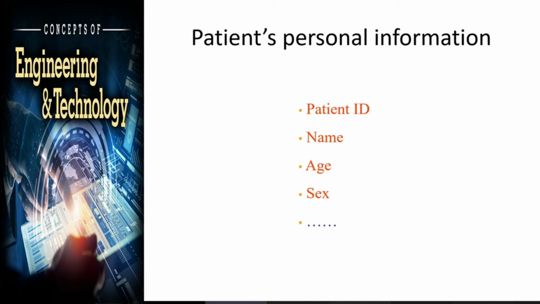When you look at the patient personal information, you'll have the patient ID, name, age, as well as the sex, male or female. Then they will have the personal address and all those things. There are also emergency situations, whom to contact, and they will have all this information.